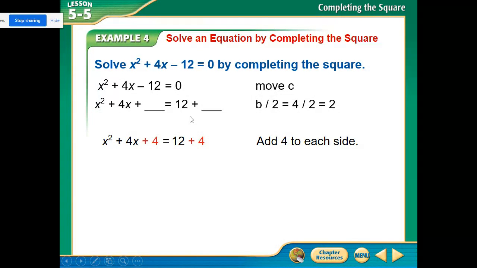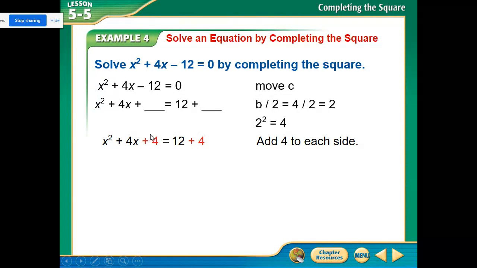So now we're doing that whole middle part. We take this middle number here, 4, our b value, and we divide by 2. So 4 divided by 2 is 2. And then we square it. 2 squared is 4. That number that we get is what we add to both sides, because if I do it to one side, I've got to do it to the other. So that's why I put the plus 4. We're going to add 4 to both sides.